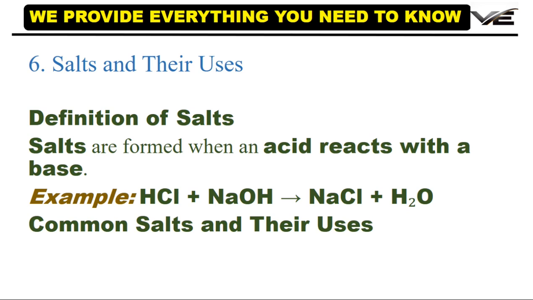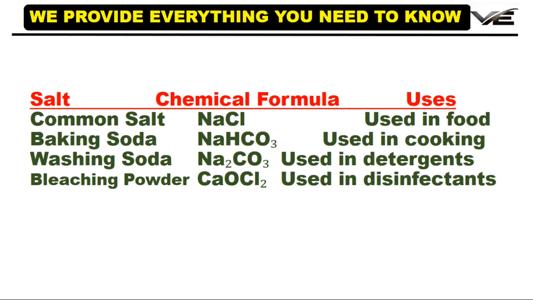Common salts and their uses. Common salt, NaCl, is used in food and in making chlorine gas. Baking soda, NaHCO3, is used in cooking and antacids. Washing soda, Na2CO3, is used in detergent. Bleaching powder, CaOCl2, is used in detergent.